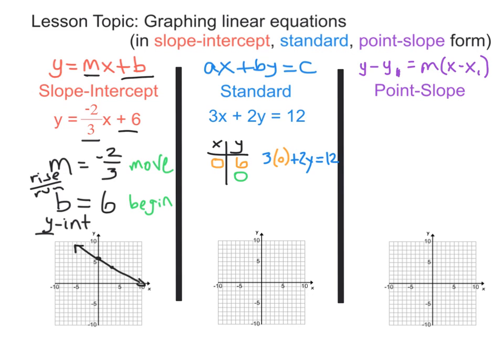Now we're going to do the exact same thing, but this time we're going to put 0 in for y. 0 is such a nice number to use because it becomes 0 when we multiply. So 2 times 0 right here is 0. So all this we can ignore now. So we have 3x equals 12. 3 times what number gives us 12? The answer is 4.